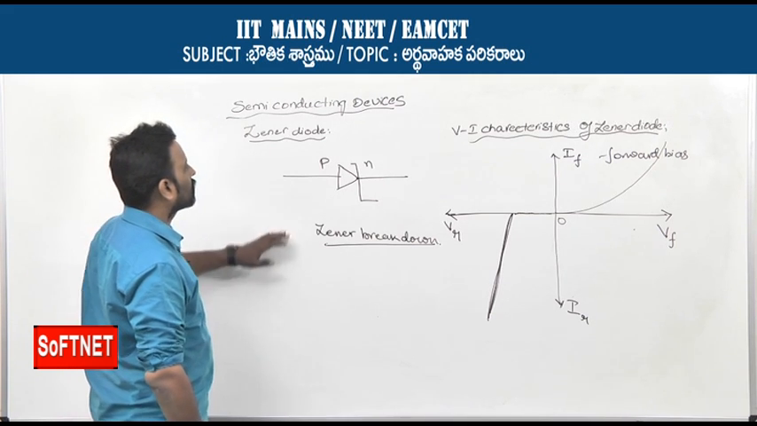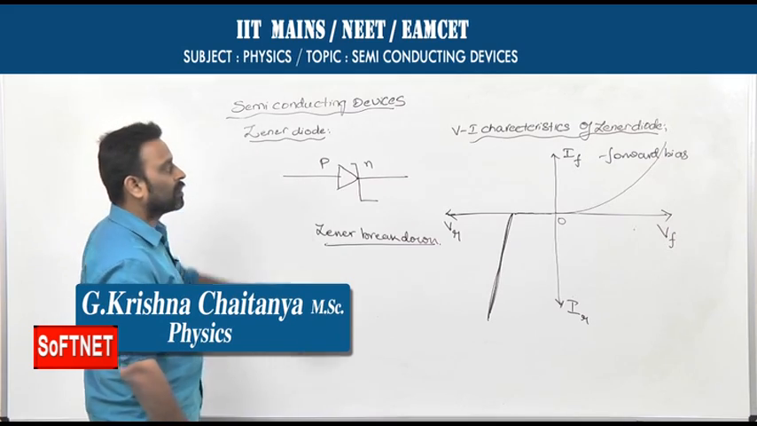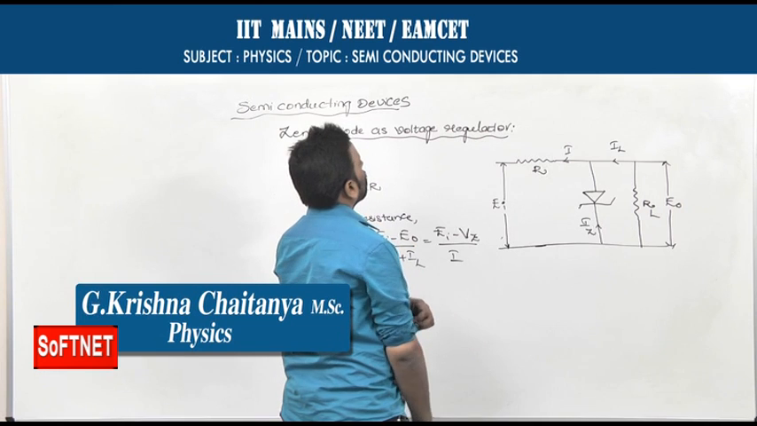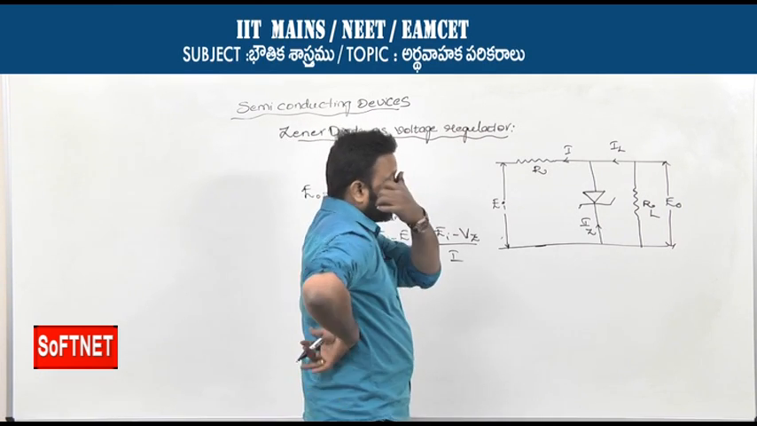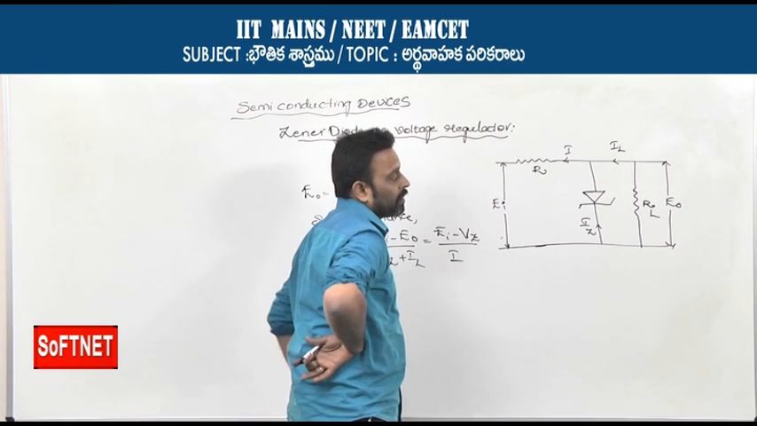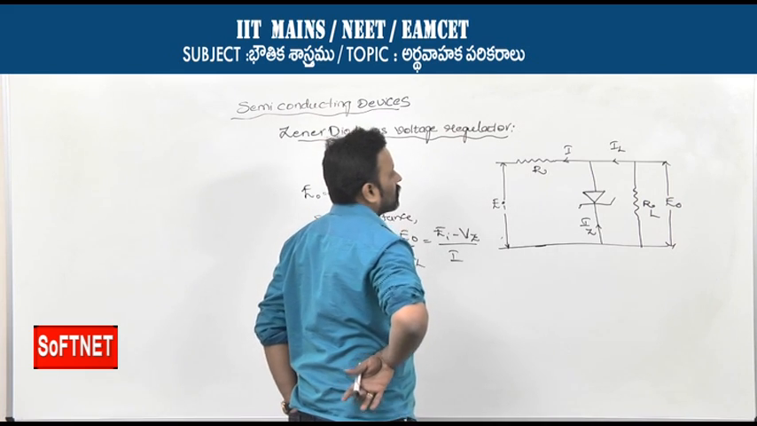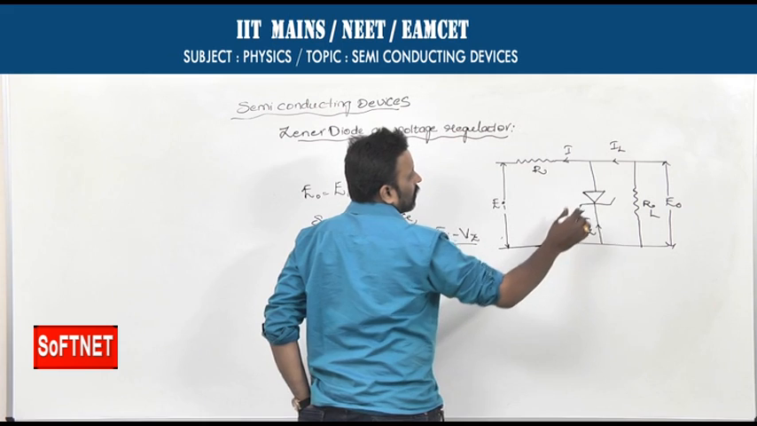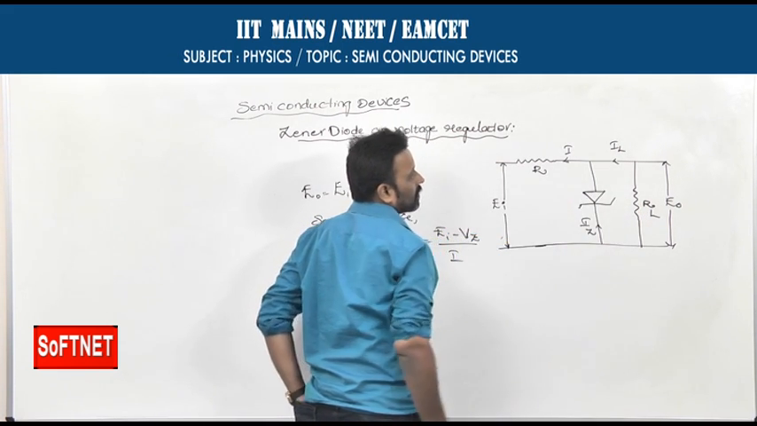This Zener diode is effective only when it is operated in reverse bias condition. Now we shall see how this Zener diode can be used as a voltage regulator. The Zener diode can be operated as a voltage regulator only when it is operated in reverse bias condition. See here, let us consider a Zener diode. Let the load resistance RL be connected across the diode.